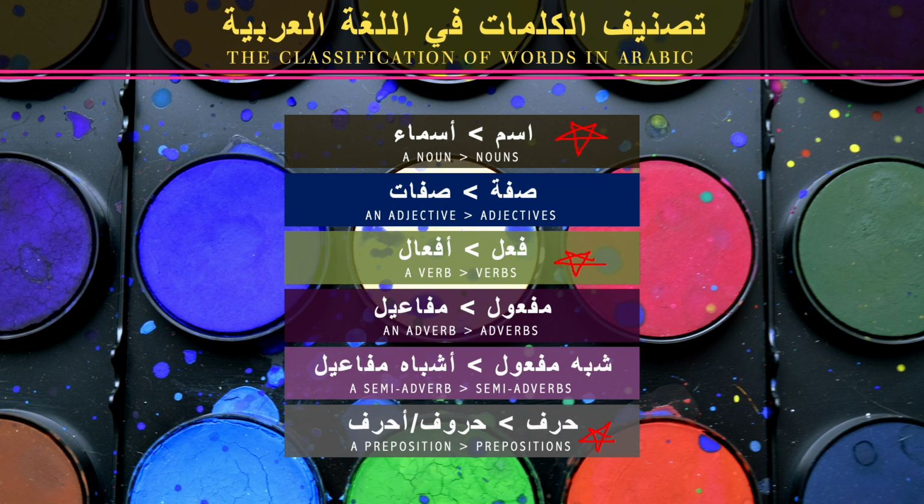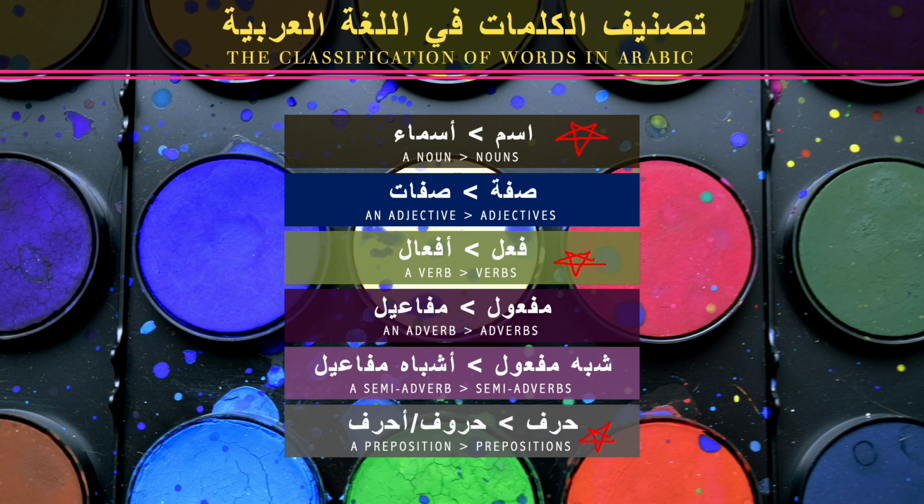When we go to adverbs and semi-adverbs, the adverbs themselves, they are considered a type of nouns in Arabic. Semi-adverbs, they can be prepositions or nouns. It depends on the type of the semi-adverb. I don't want to go through too much details in this overview.